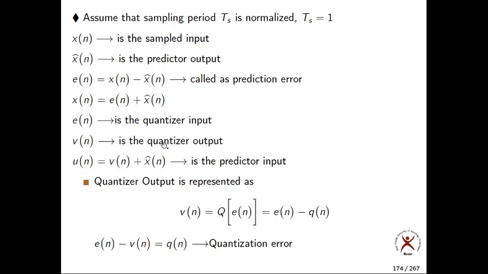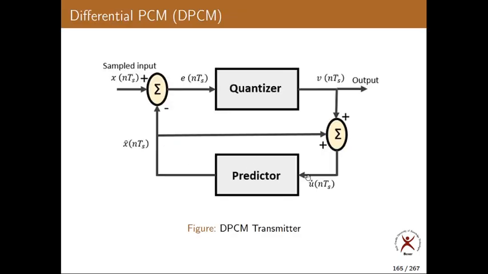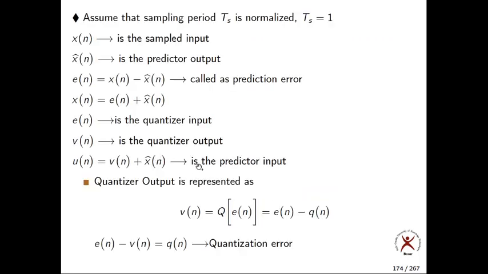So what is U of n? That is the input to the predictor. Just now I told you, that is V of n plus X cap of n. V of n plus X cap of n is the input to the predictor. So here U of n is the input to the predictor, X cap of n is the output of the predictor, E of n is the error, or it is also input to the quantizer, and V of n is the output of the quantizer. Is it okay all of you?